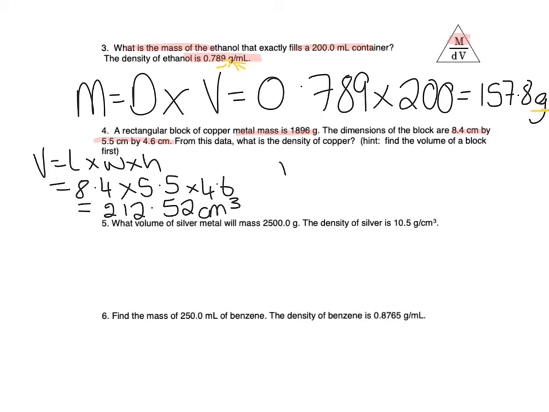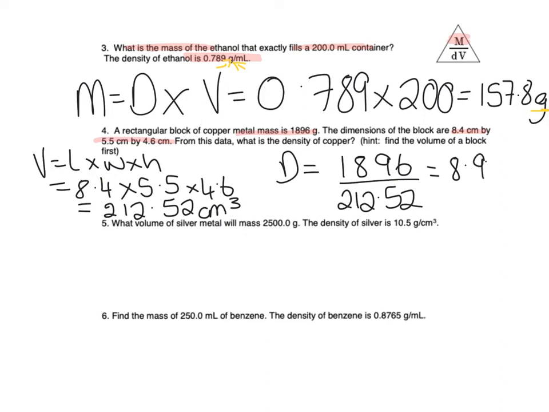To calculate what the density is, then we take our mass, which is 1,896, divided by our volume, which is 212.52, which is equal to 8.92 grams per centimeter cubed.